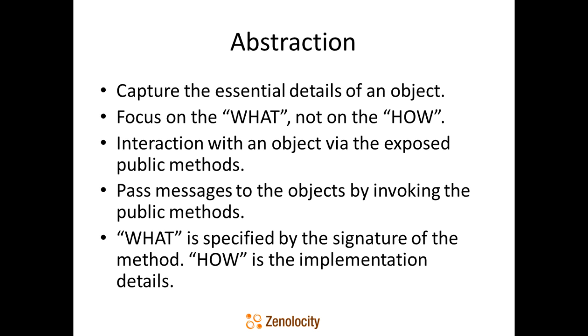The what of a method is specified by the signature of the method. The signature of the method includes the data types and the order of the data types and what the method returns. And the how is the body of the method, which provides the implementation details. So when you are initially focusing on abstraction, you just want to specify the important public methods and how you interact with the object using those public methods.